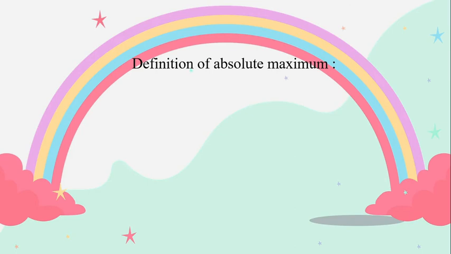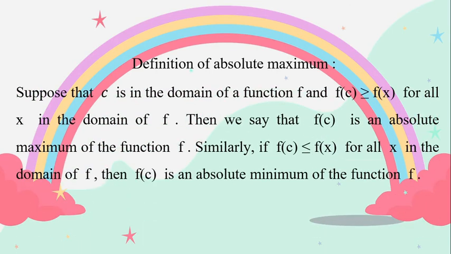Definition of absolute maximum. Suppose that c is in the domain of a function f and f(c) is greater than or equal to f(x) for all x in the domain of f. Then we say that f(c) is an absolute maximum of the function f. Similarly, if f(c) is less than or equal to f(x) for all x in the domain of f, then f(c) is an absolute minimum of the function f.